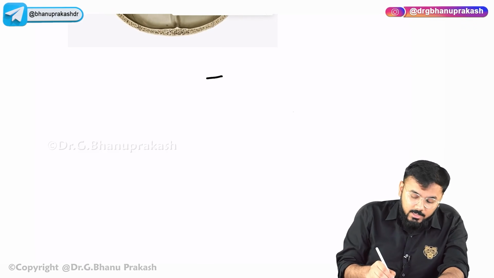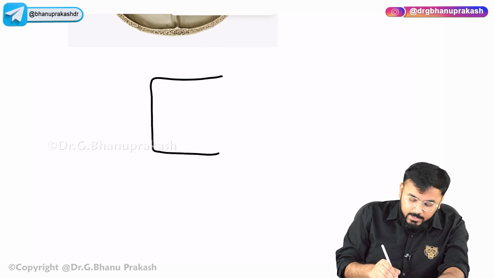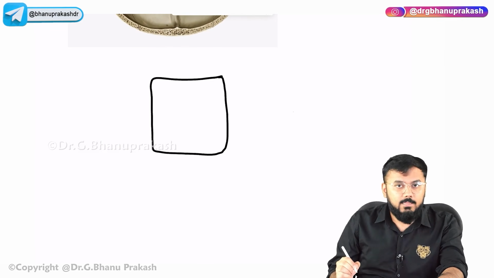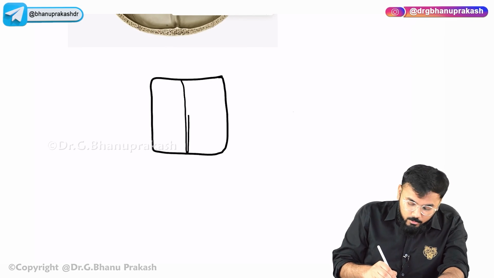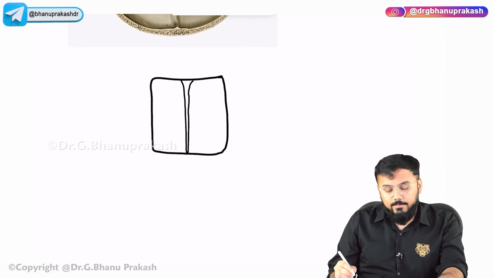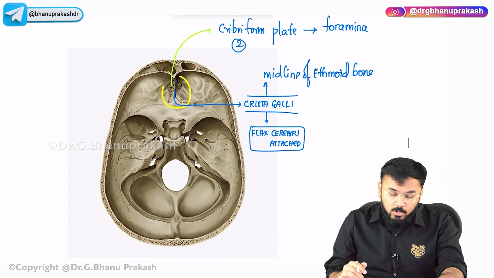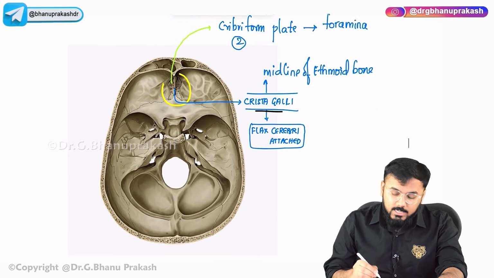Okay, so if I put that picture down here, it will be much easier for us to study. Let us say this entirely is the ethmoid bone. What bone is this? Ethmoid bone. The center of the ethmoid bone, you see this particular line in the center. What do you call this? You call this crista galli.